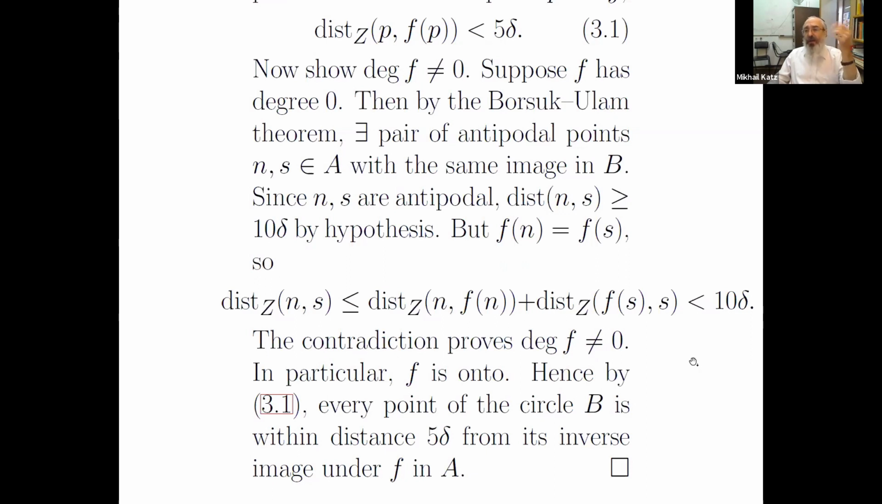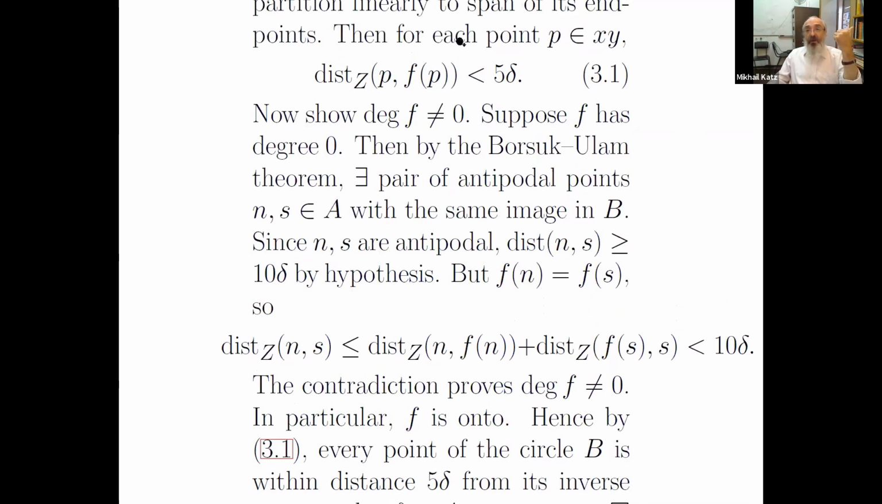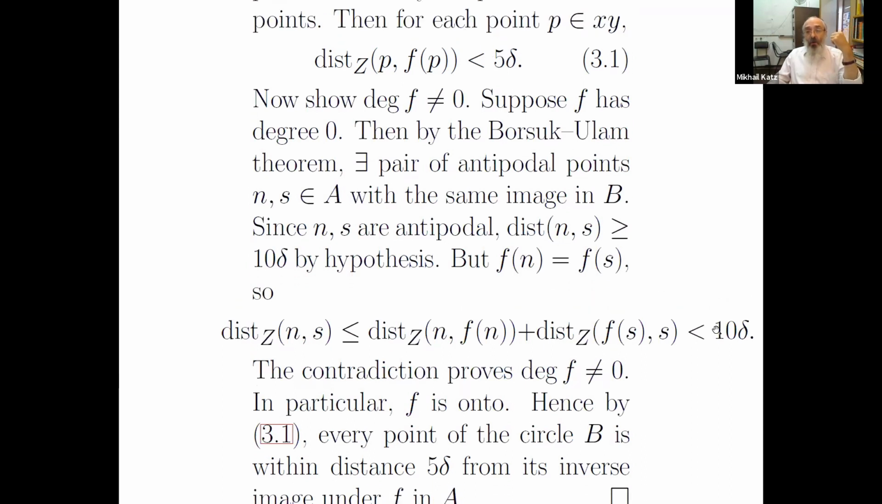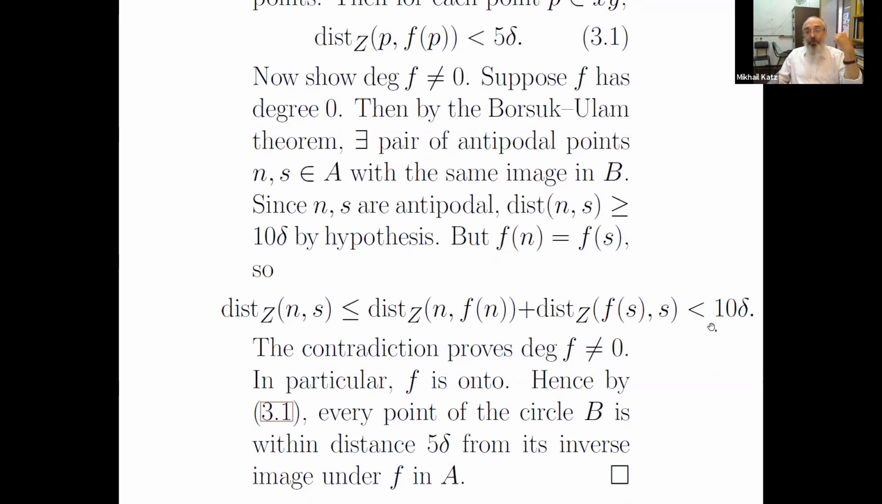In fact, you can show the degree has to be 1. It's also obvious. And in particular the function is onto. That's the part that we want. Once the function is onto, we know that every point of the circle B is within distance 5 delta of a suitable point of its inverse image under f in A.